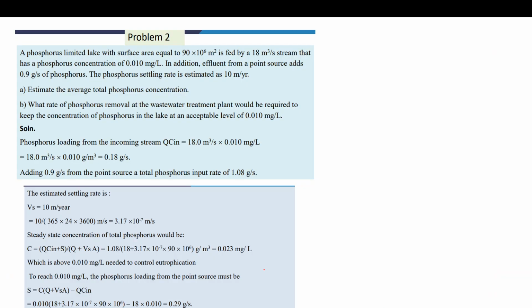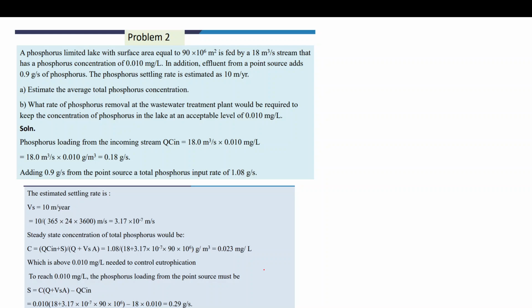Next question is a phosphorus limited lake with surface area equal to 90 into 10 to the power 6 meter square, fed by 18 meter cube per second stream that had a phosphorus concentration of 0.01 milligrams per liter. Now, in addition, effluent from a point source adds 0.9 gram per second of phosphorus, and the phosphorus settling rate is estimated as 10 meter per year. So the settling rate is nothing but phosphorus deposition, which results into 10 meters of deposition in a year.